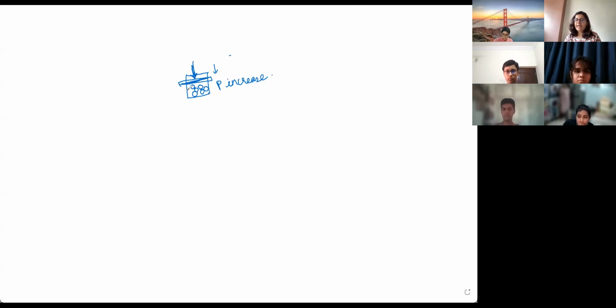So what do you think will happen to all these particles? They will get compressed together. They will get compressed, absolutely. So uska consequence kya hoga if they are compressed and compressed and compressed?